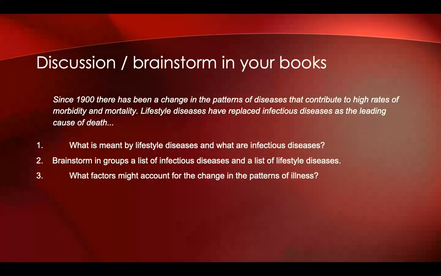So before we actually begin on 5.2, I'd like to look at a discussion or sort of a brainstorm to mainly do in your books at the moment. It's focusing on these 3 points. Since 1900, there has been a change in the patterns of diseases that contribute to higher rates of morbidity and mortality. Lifestyle diseases have replaced infectious diseases as the leading cause of death. So what I'd like you to do is to brainstorm. 1, what is meant by lifestyle diseases and what are infectious diseases? 2, brainstorm on your own a list of infectious diseases and a list of lifestyle diseases. And finally, 3, what factors might account for the change in the patterns of illness? So please do that in your own time as well.